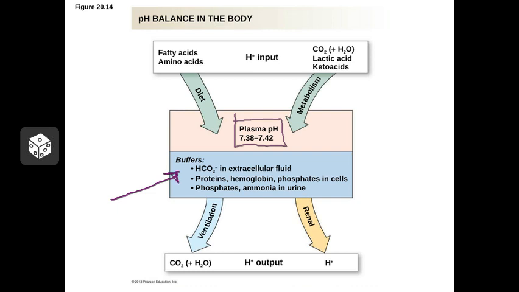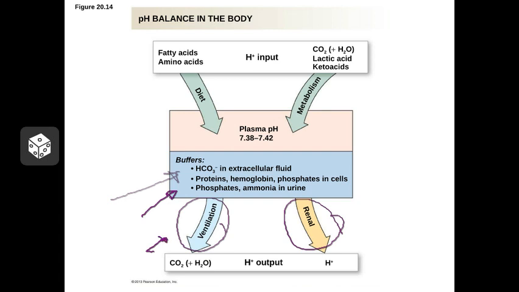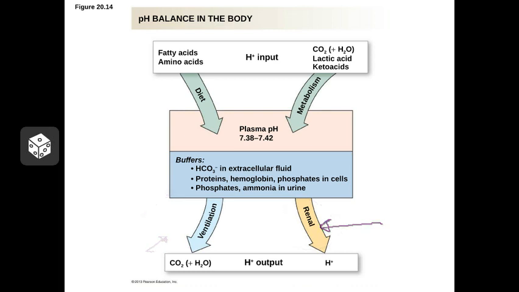We have our chemical buffers, we have our respiratory system, and we have the renal system. Our buffers and the respiratory system do not eliminate hydrogen ions from the body. They just convert them into a different form. Our renal system is the only way we can eliminate hydrogen ions from the body. Let's take a look at these three mechanisms.